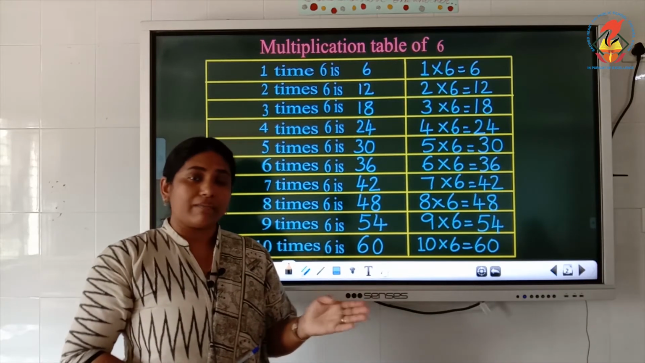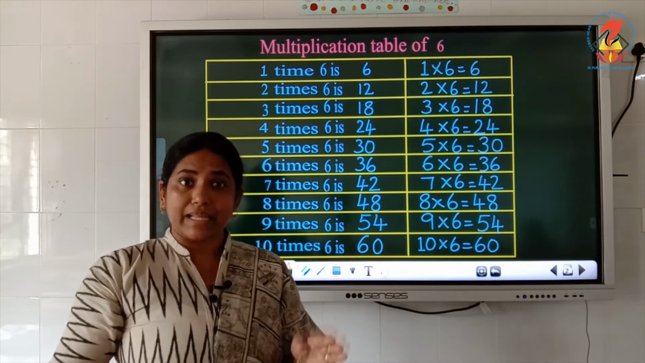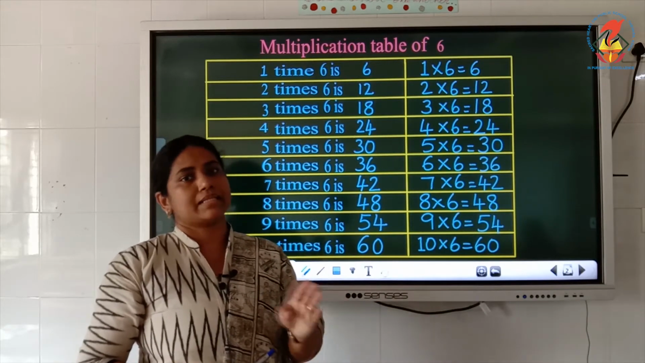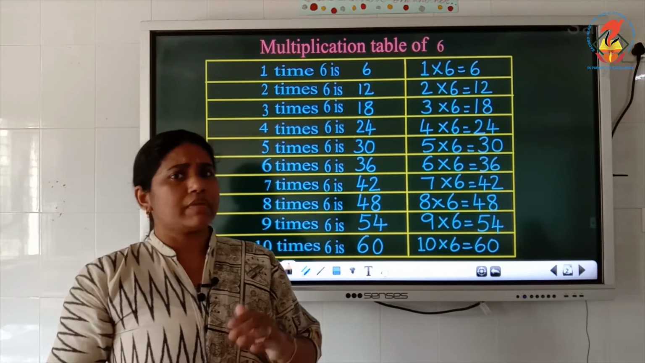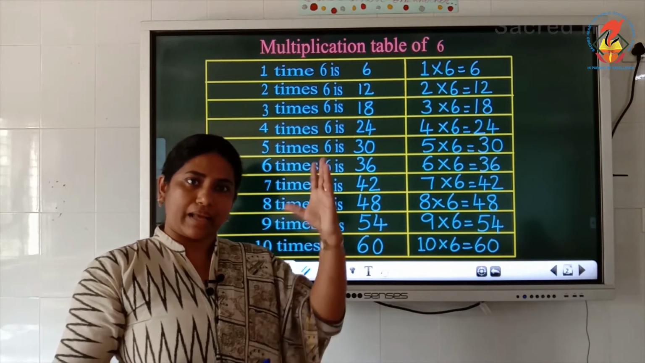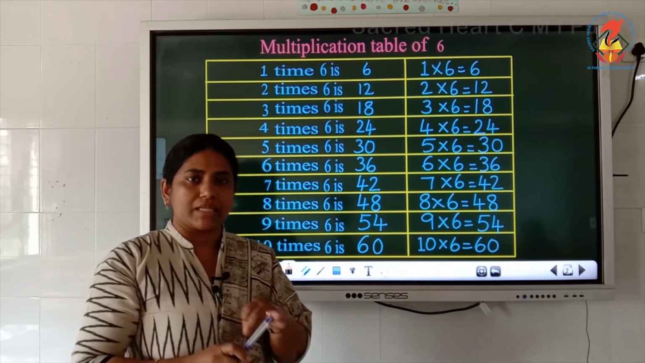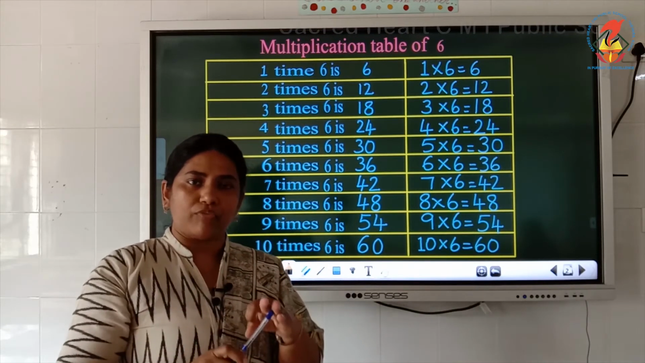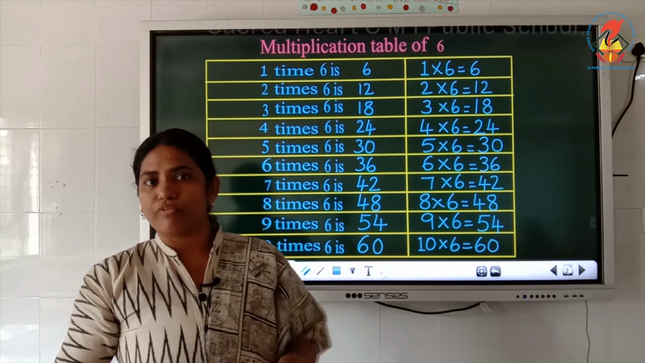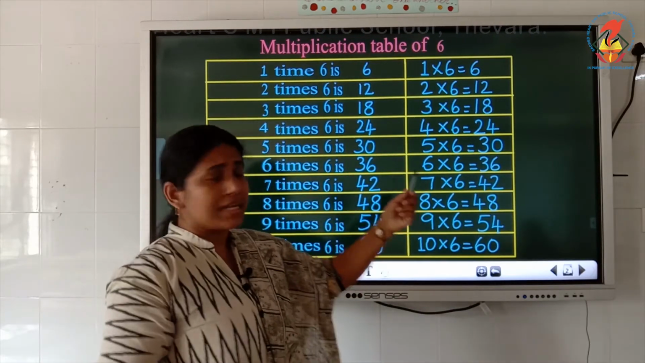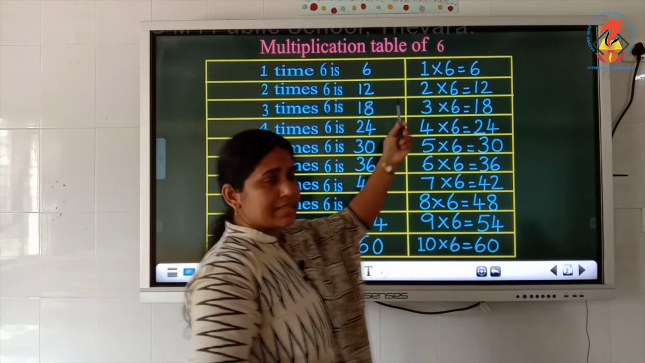Children, we already finished studying the tables of 1 to 5. Is it? 1 we don't study as a table, but we know the rule. Multiplying 1 with any number, the answer is the same number. From 2 onwards we study the multiplication table of 2, of 3, of 4, of 5.